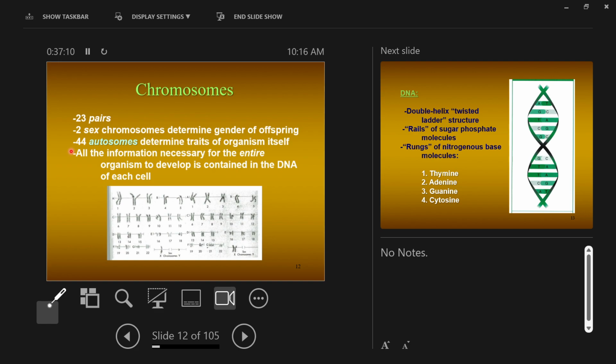And yeah, all the information, I get a lot of mileage out of this idea. All the information necessary for the entire organism to develop is contained in the DNA of every single cell of your body, right? There is no master area in your body where all the information's kept. It's in every one of your cells, okay? This is why crime scene investigators can find a little piece of your DNA somewhere and then tell that it was you that did it, right? Because if you leave anything behind, it's got your DNA in it.